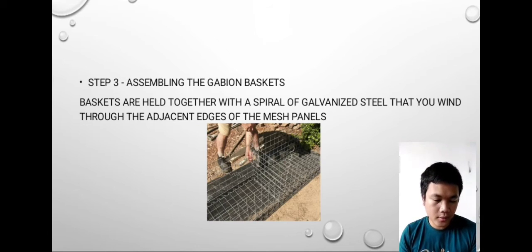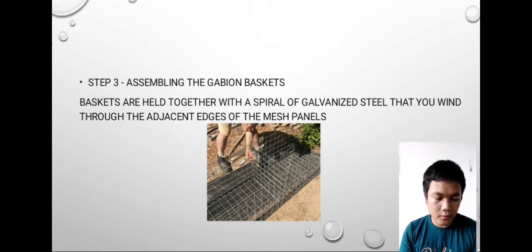Third is assembling the gabion baskets. Baskets are held together with a spiral of galvanized steel that you wind through the adjacent edges of the mesh panels. So maghimo na tag iyang basket nga maibutangan sa ato ang bato para mas ma-compact ang mga bato pag naa siya ay basket.